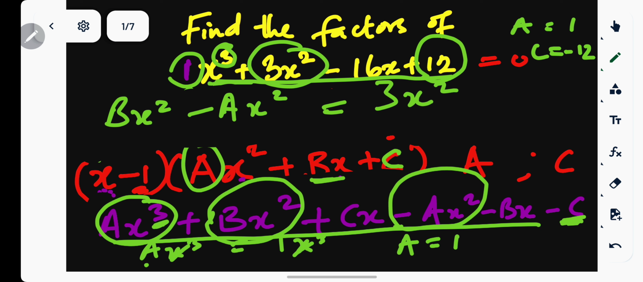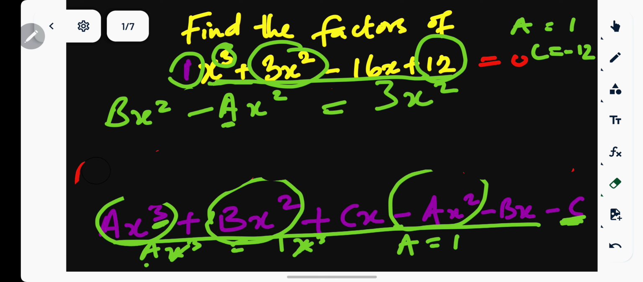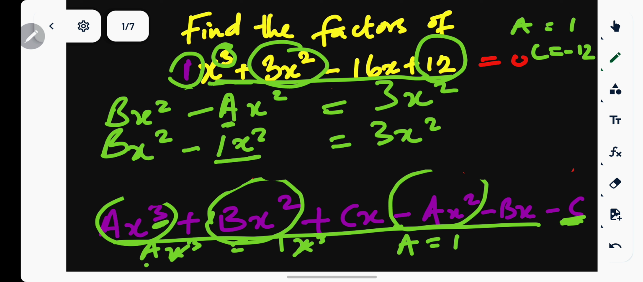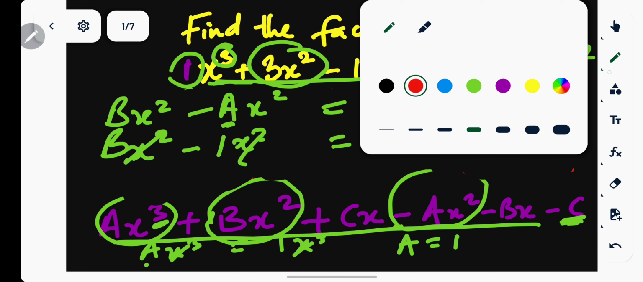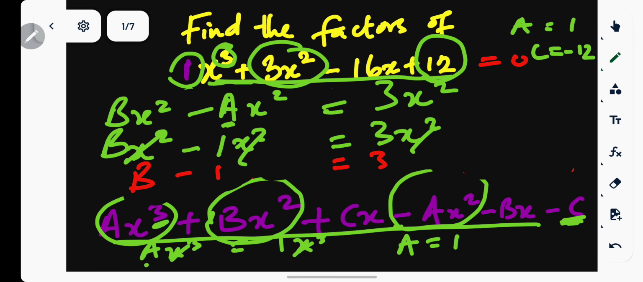All right. Now we already know the value of a. So a, we got what? 1. So we substitute. We are going to get bx squared minus a is a 1, so 1x squared equals 3x squared. So I can transfer this to the right. Okay, they are like terms with this one. Or I can even cancel out the x squared to make life easier. So we're going to get b minus 1 is equal to 3. And when I transfer the 1, the b is going to be 3 plus 1, which is 4. So my b is a 4.